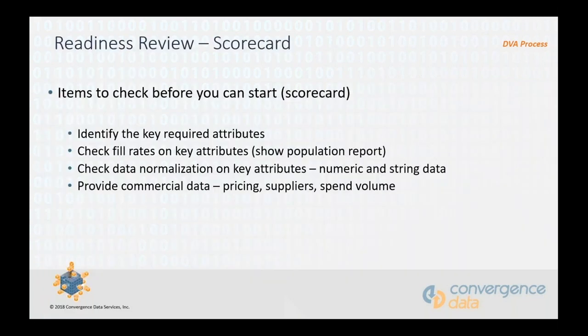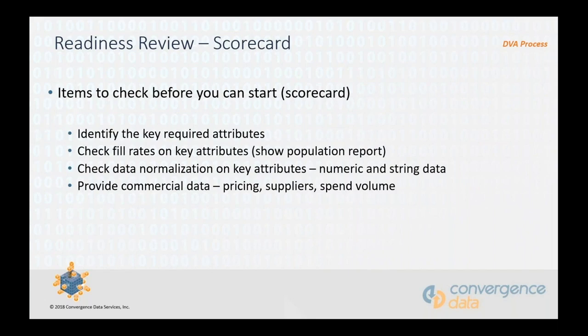So before you start, we recommend you do what we call a scorecard, which is you want to profile the commodity group before you start doing your DBA analysis. And that starts by identifying what are the key attributes for this particular commodity group. And once you've identified and all agree on what are the key attributes, you want to check the fill rates for the information that you've collected. And if they're not over 80%, you want to make sure that you've got good fill rates before you do your DBA analysis, so you can get accurate results.